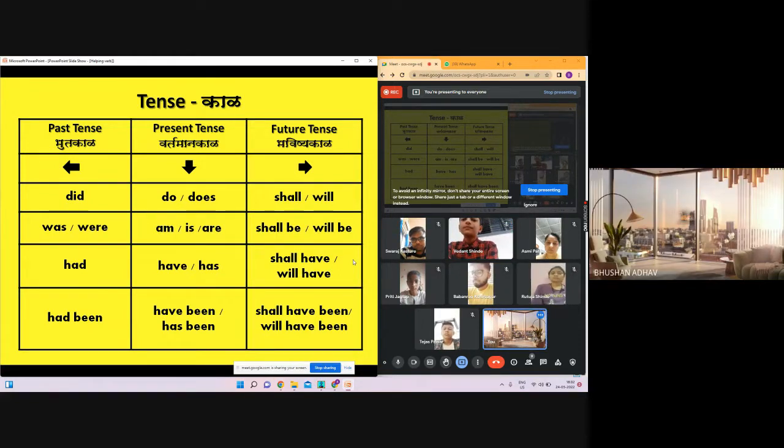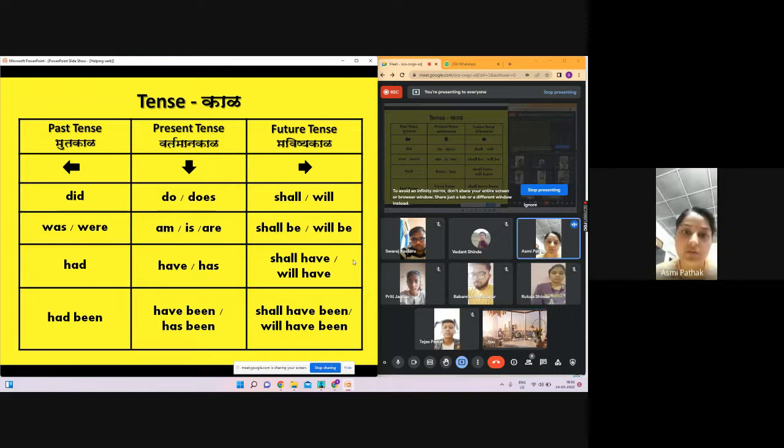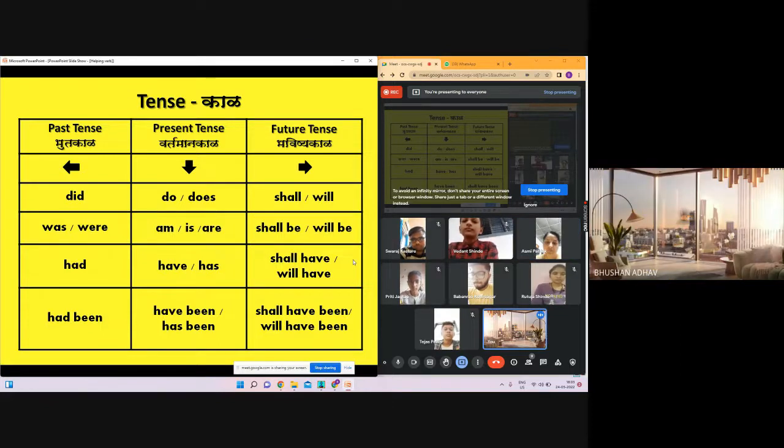Absolutely right. Pathak ma'am, tell me. Yes, sir. Past tense: did, was, were, had been. Present tense: do, does, am, is, are, have been, has been. Future tense: shall be, will be, shall have been, will have been. Absolutely right.